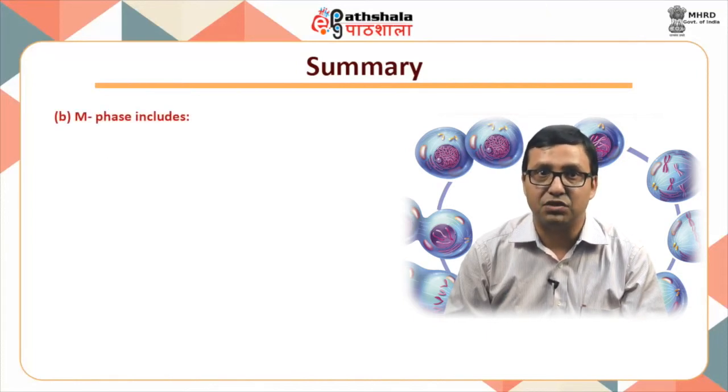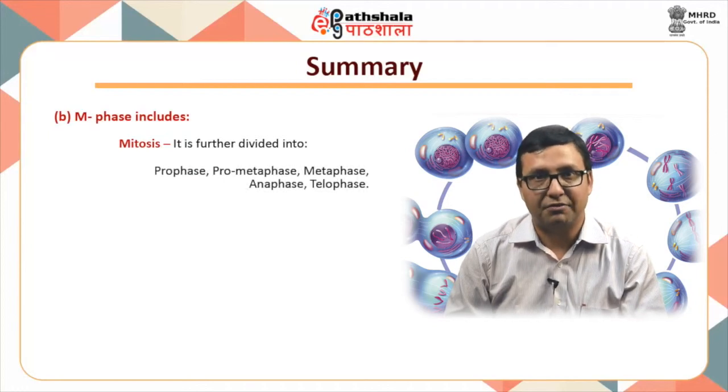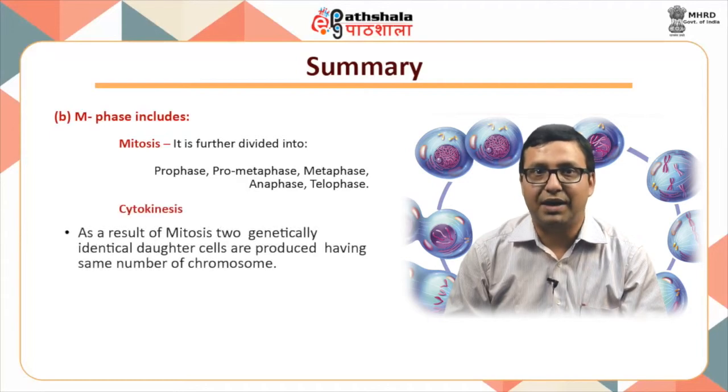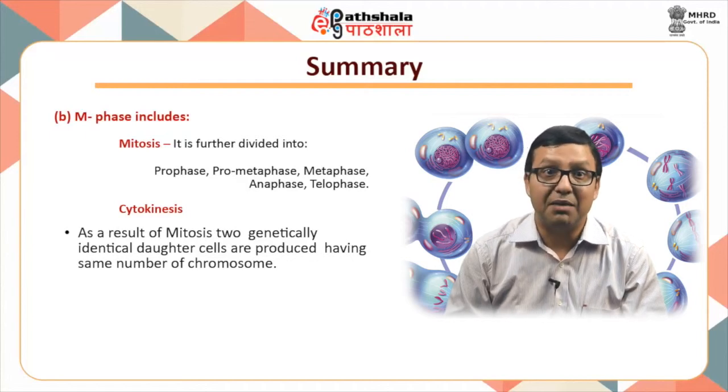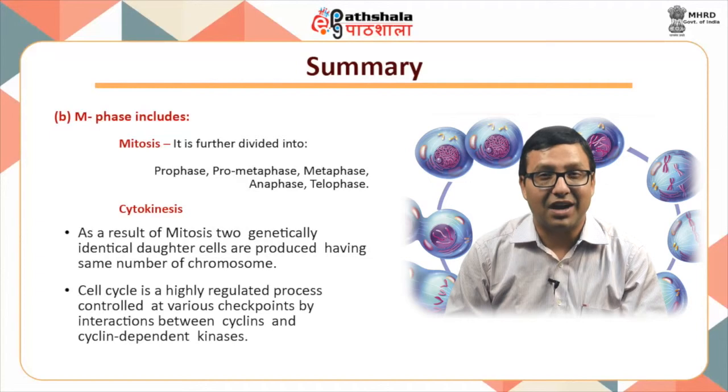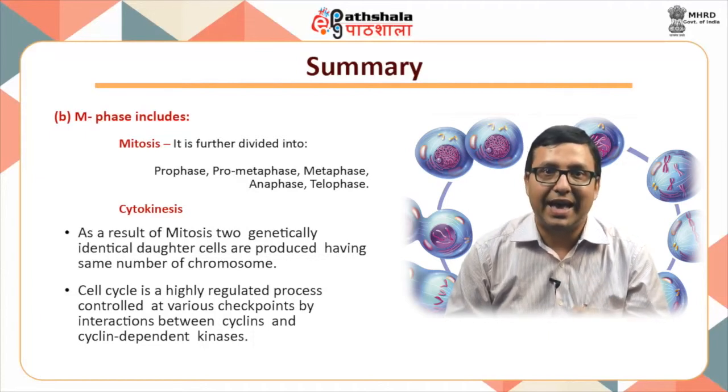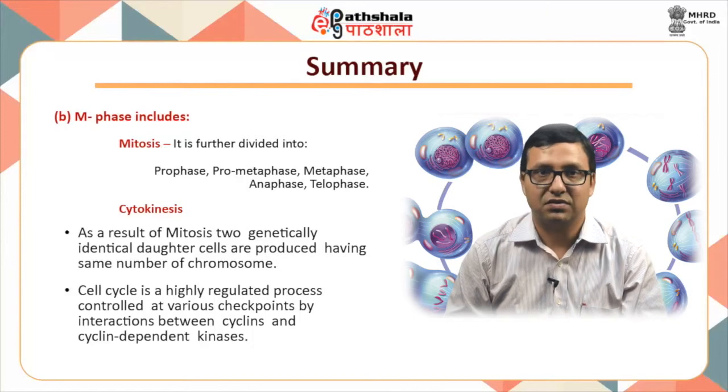The second phase, that is the M phase, includes mitosis. It is further divided into five phases: prophase, prometaphase, metaphase, anaphase, and telophase. During mitosis, there is a very important event called cytokinesis. As a result of mitosis, two genetically identical daughter cells are produced having the same number of chromosomes. The cell cycle is a highly regulated process controlled at various checkpoints by interaction between cyclins and cyclin-dependent kinases.